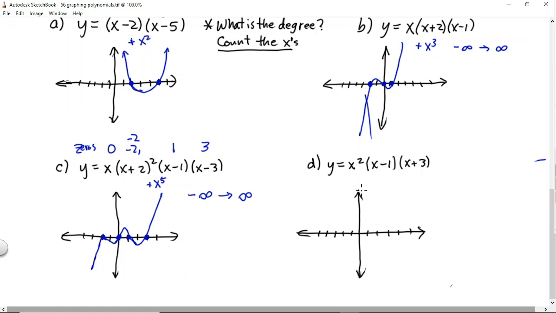Okay, one more. Now this time I'll try to count the zeros correctly. I count the x's, that is. So let's get our zeros. Well, from this x here we have 0, but we have a couple of them.